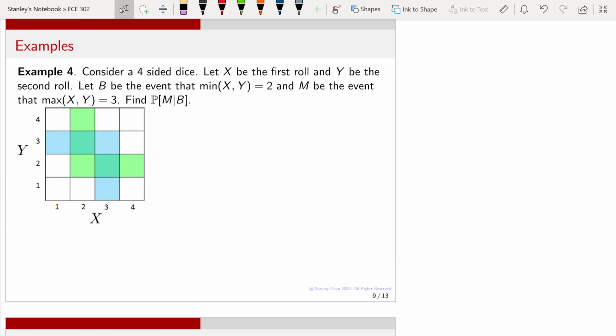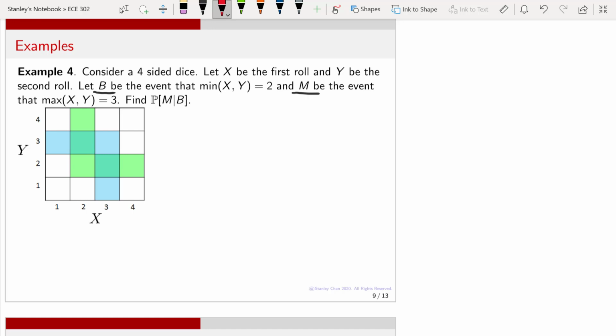Okay, so let us work on one more. Suppose you are throwing a 4-sided dice, and let X be the first roll and Y be the second roll. Let event B be the event that the minimum of X and Y equals 2, and M be the event that the maximum of X and Y is equal to 3, and we want to find the conditional probability of M given B.